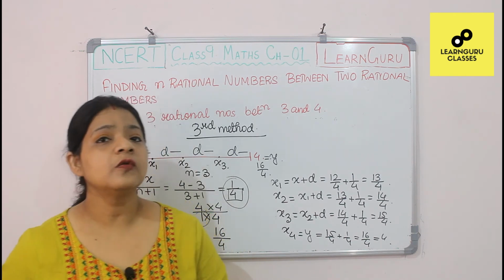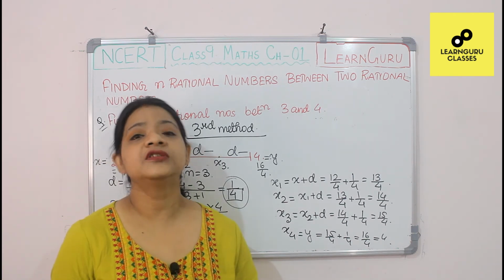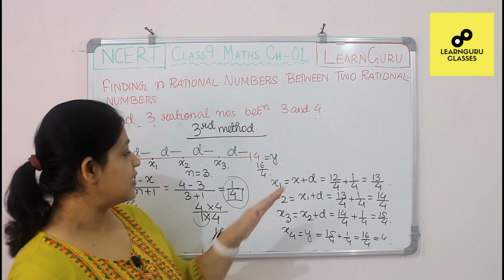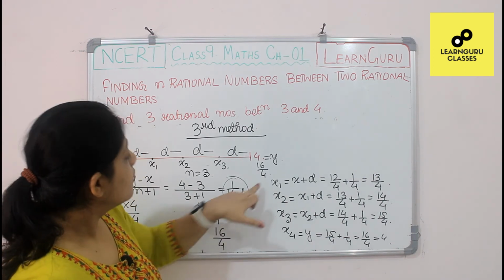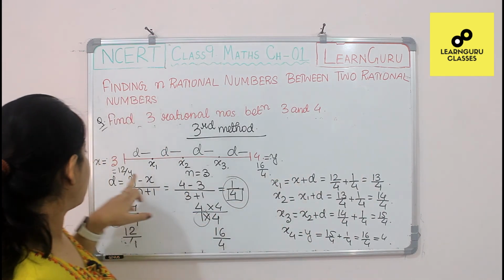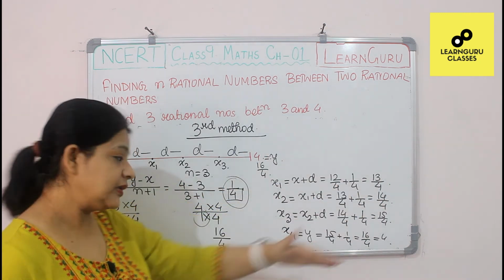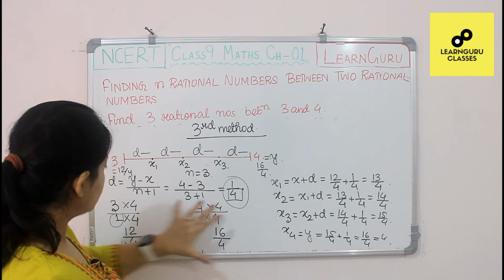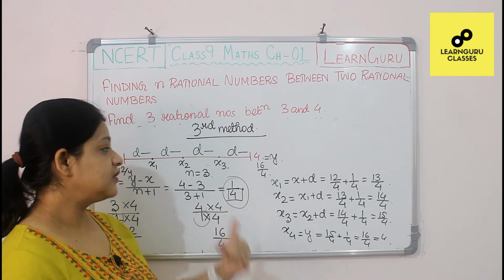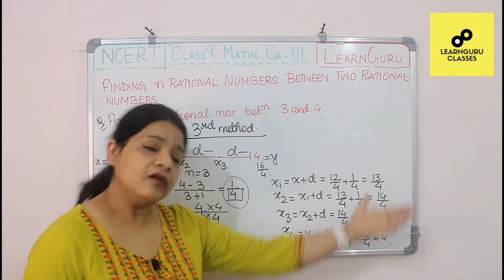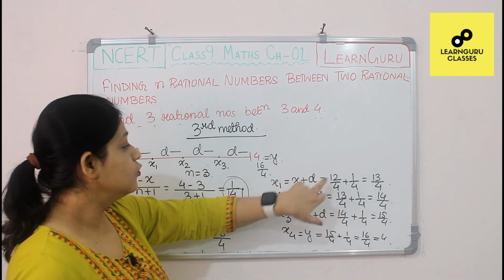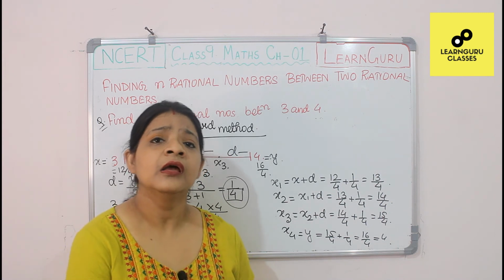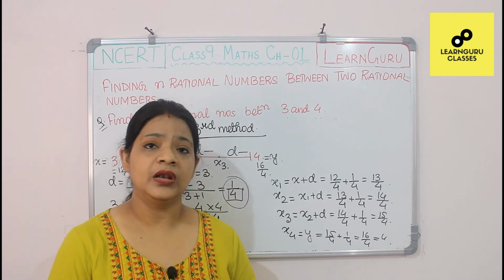Both these two methods are the same, only the approach is different. In the second method, after getting d, we directly multiply it with the fraction, like 3 plus 1 by 4. But here we make the denominator common in both the rational numbers, and after that we find the rest of the rational numbers using d. Both these methods are similar to one another, so it's up to you which method you adopt.